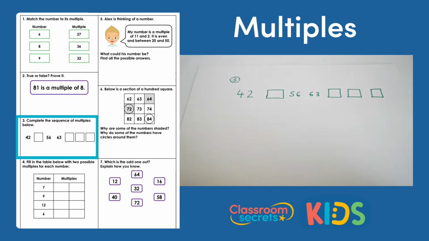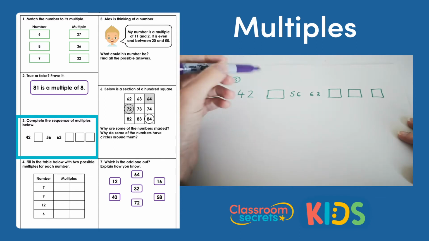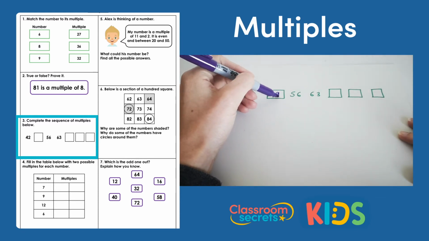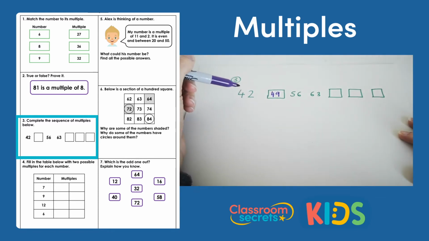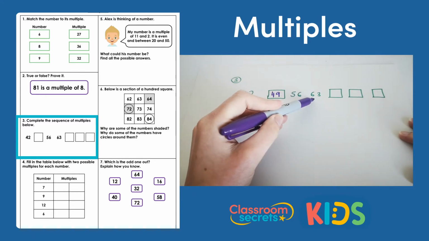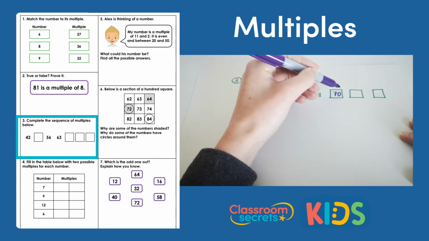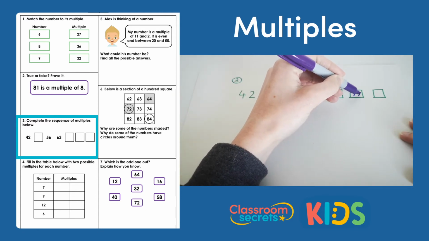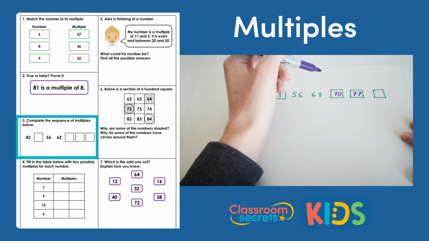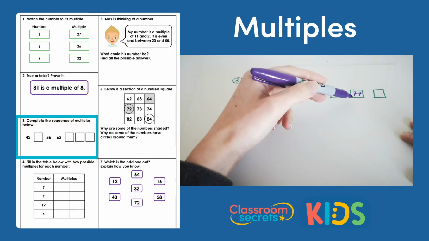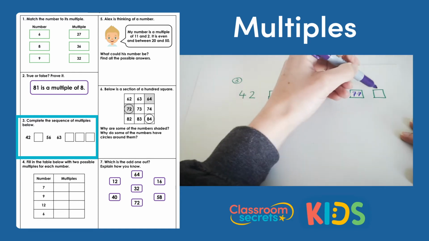So 42 is 6 times 7, so the next one after that is 49. If you don't know that, just add 7 to 42. Then here we can add 7 to 63, which would be 70. Then the next one would be 77. And the final one after that, add 7 would give us 84.